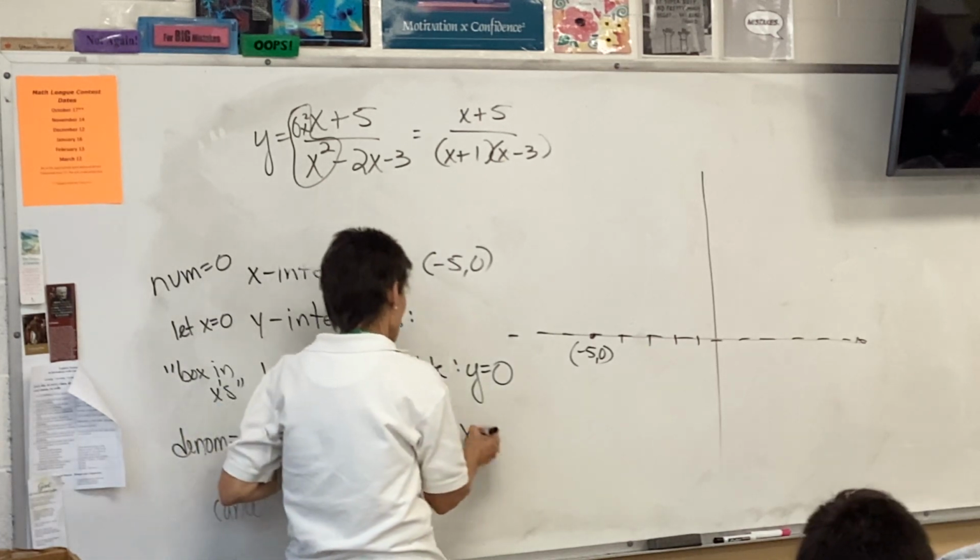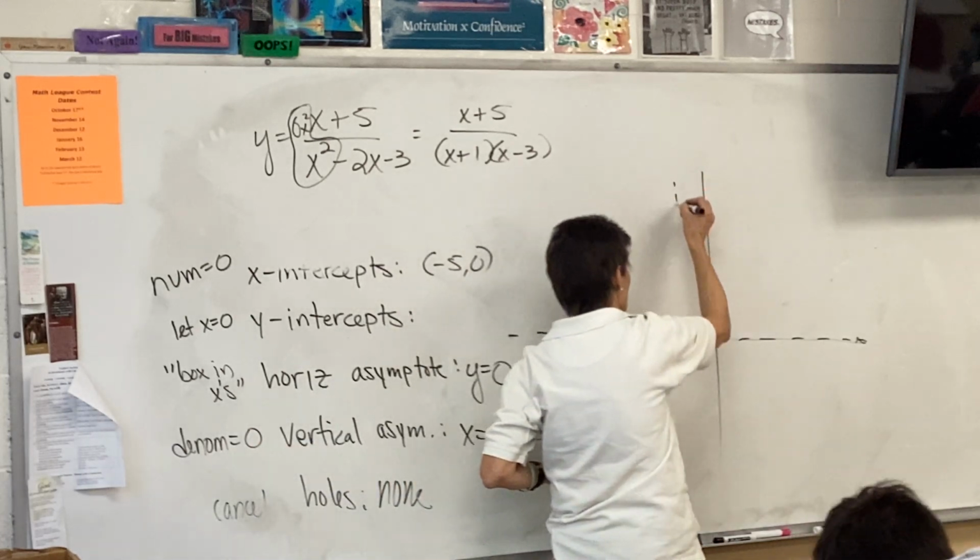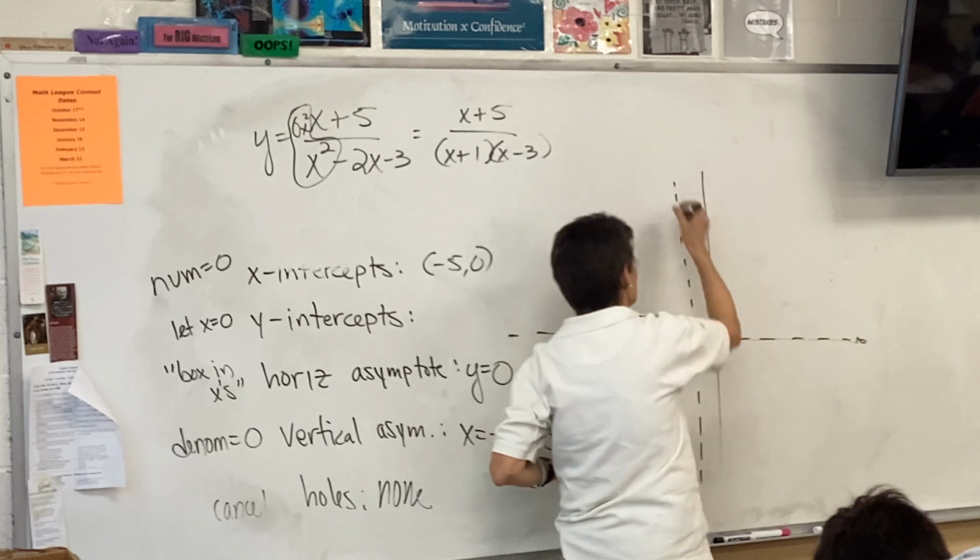Vertical asymptote, there's 2 of them, -1 and 3. Is everybody okay with that?